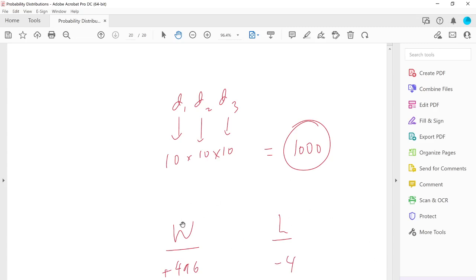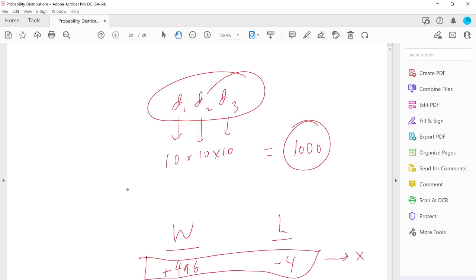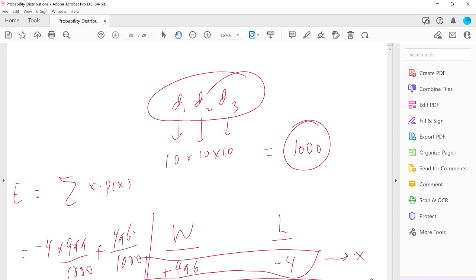But what is the probability of winning? The probability of winning is 1 out of 1,000. That's what we found. But the probability of losing is 999 out of 1,000, because there are 999 possibilities. If you get those 3 digits from this list, then you are going to lose. Remember, this here is the random variable x, and this here is the probability for the corresponding x. So when you try to find the expected value, it's the sum of x times P(x). There are only 2 possibilities, so expected value is -4 times 999 over 1000 plus 496 times 1 over 1000.